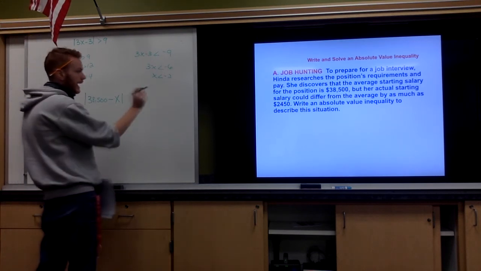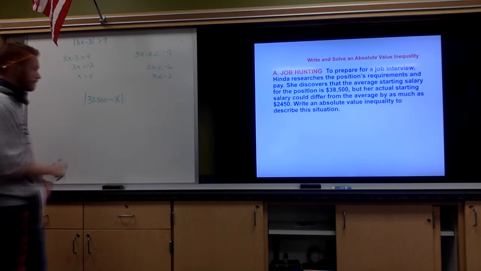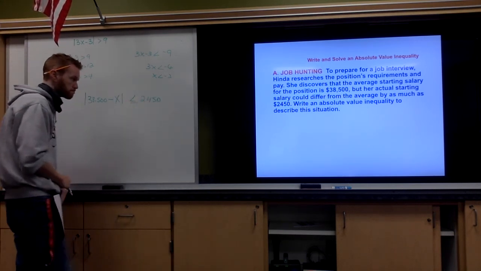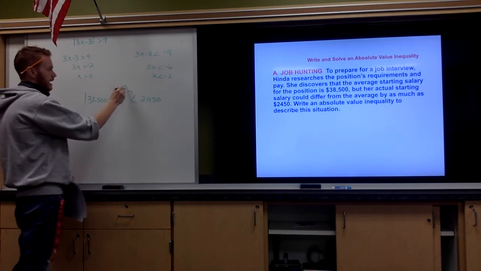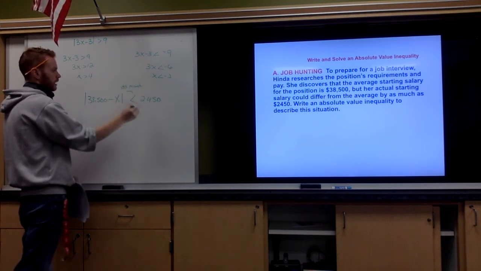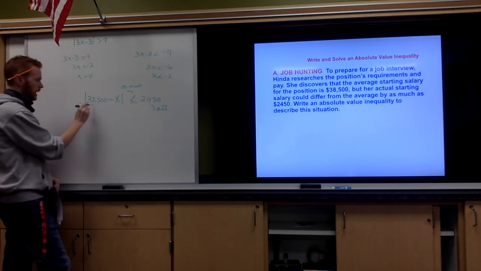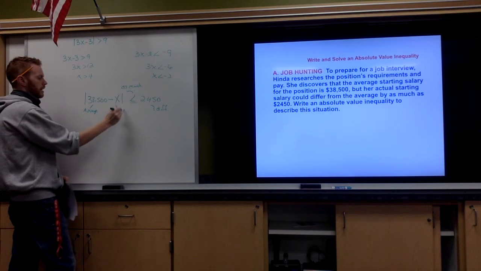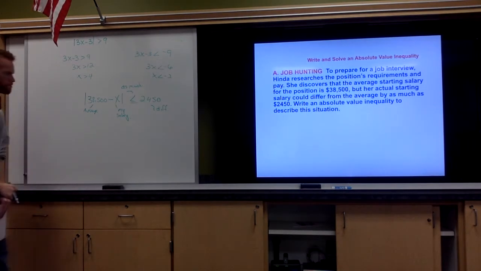And then as much as $2,450, I don't want it to be larger than that. So it's going to be less than or equal to $2,450. So this is as much. So this is the difference between our two salaries. This is the average, and this is my starting salary.